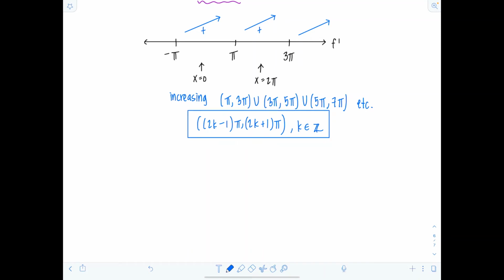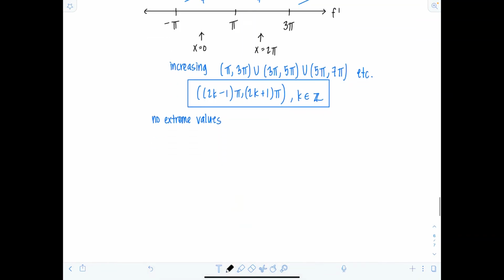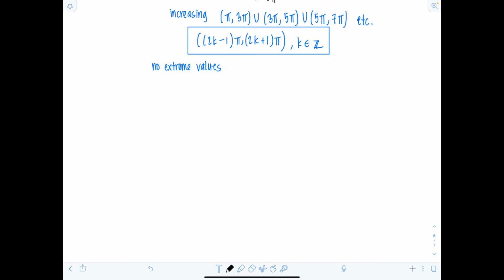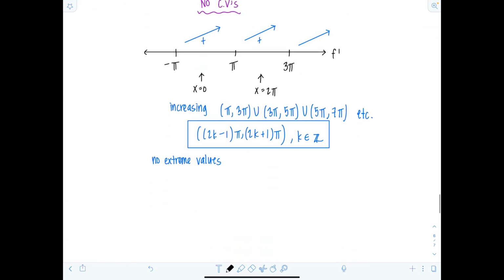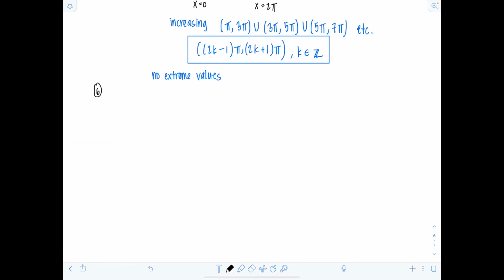All right, so this is where it's increasing. Beautiful. What about concavity? And let's just state there are no extreme values, so no one worries we didn't think about it. Okay, concavity time, inflection point time, all that good stuff. So this is step, what am I on? Step 6. Concavity and inflection points. So I need f double prime.